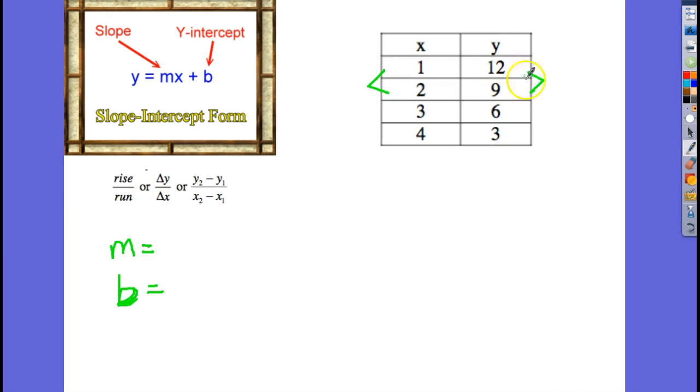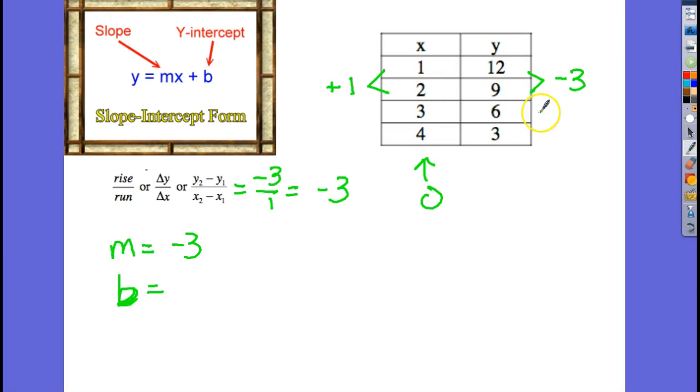So let's find the slope first. My change in y from 12 to 9 is a negative 3. And from 1 to 2 is a positive 1. So my change in y over change in x is negative 3 over 1, which is just negative 3. Now we have to find the y-intercept. The problem here is that there's no 0. I need to know when x is 0, what is y? Well, we're close here, so you might be able to count down.